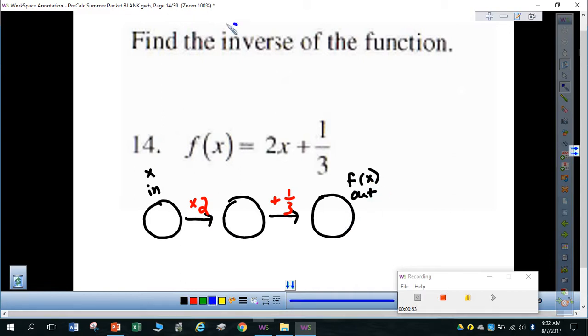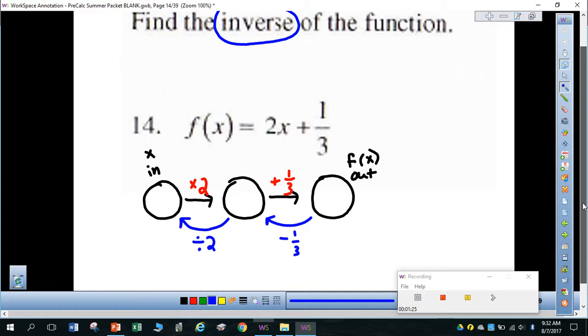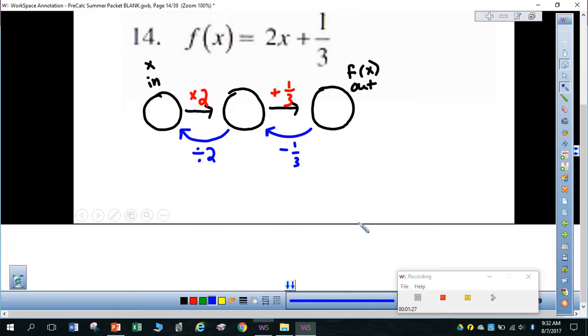Now, if we think about finding the inverse of a function, we're thinking about going through our function machine backwards. So now, let's say we put a number in at the end. If we want to undo this operation that's been done, think about what is the opposite of adding 1/3. It'll be subtracting 1/3. Then if we want to undo multiplying by 2, we will divide by 2. And the rule for going backwards through the function machine is called the inverse.